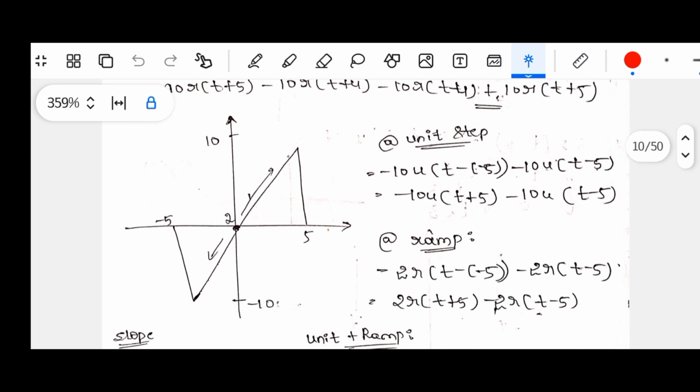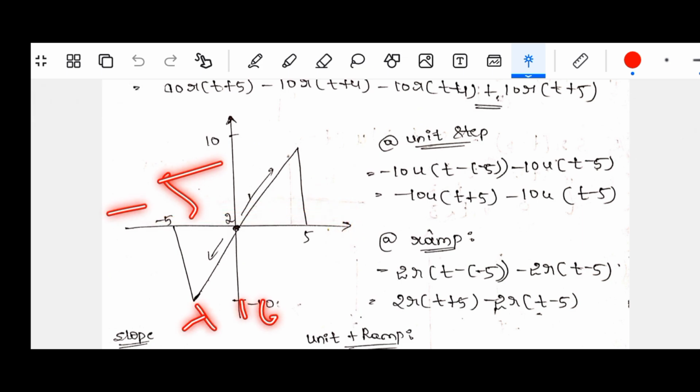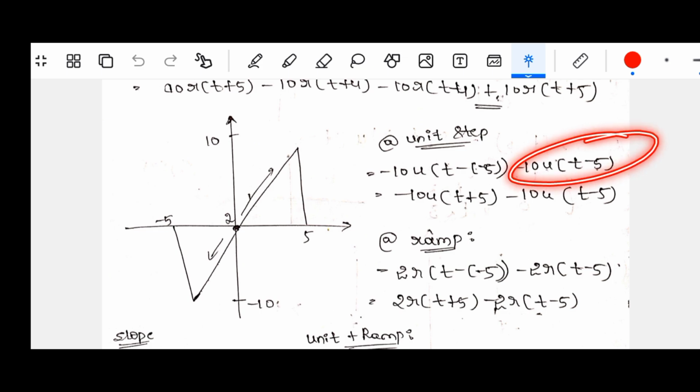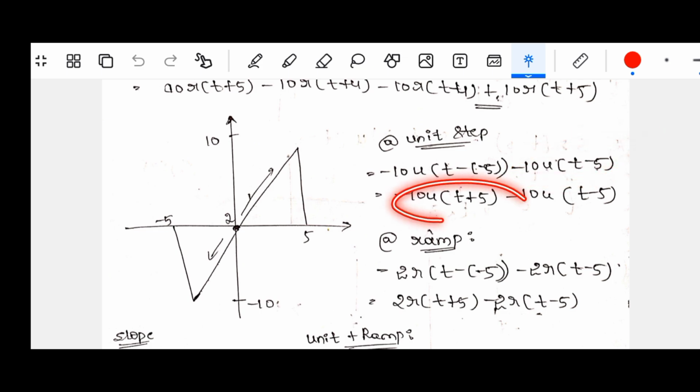See this next problem. It is jumping from minus 5 to minus 10, and it is jumping from plus 10 to plus 5. We will write it for the unit step function. First, it is jumping from 5 to minus 10. So take this minus 10: minus 10 into u of t plus 5. Next, see this. From plus 10 it is jumping down to plus 5, therefore minus 10 into u of t minus 5.